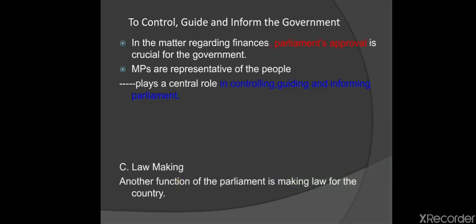Next, in matters regarding finances also, Parliament's approval is crucial for the government. For example, if any disaster occurs anywhere, and any relief fund has to be given, for that also Parliament's approval is important for the government. And MPs are the representatives of the people. You know that members of Parliament are elected by us, they are sent to the Parliament by us, and they play a central role in controlling, guiding and informing the government.